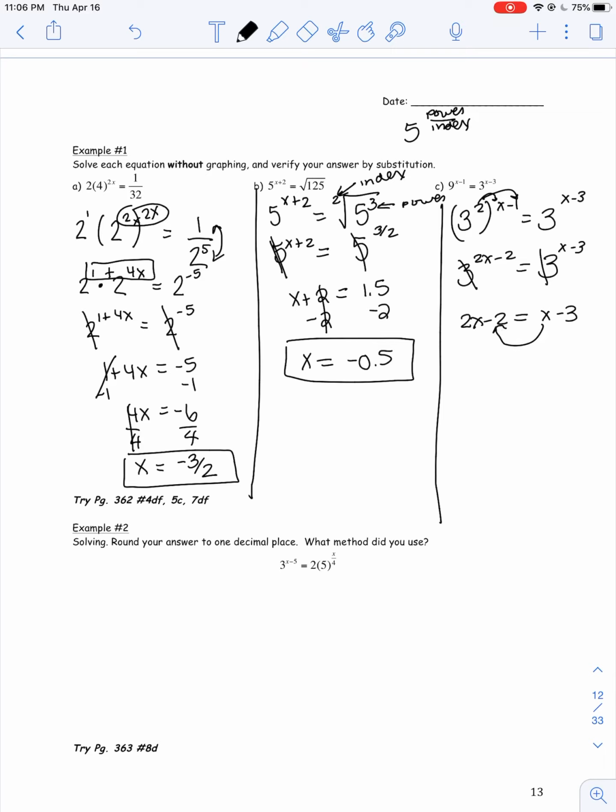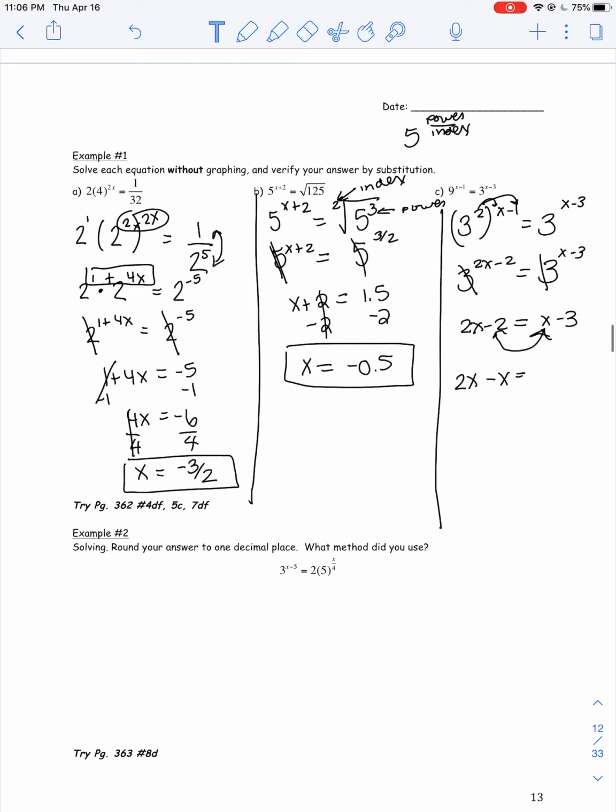You want to bring the x over here, and you want to bring the -2 over here. So they're going to swap places. So 2x minus x, because you're bringing it over, so the sign switches. And then you're going to have plus 2, because you're bringing the -2 over. So -2 becomes plus 2. And then -3 from the right stays as it is. So 2x minus x is just x, and then 2 minus 3 is -1. So that's your answer.